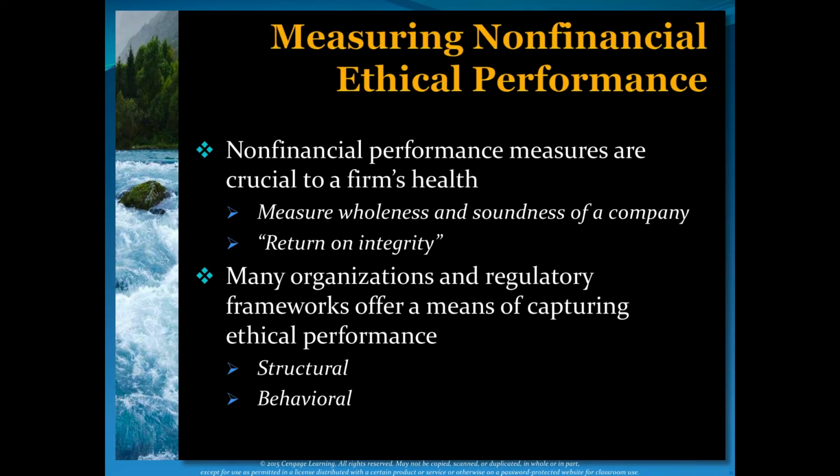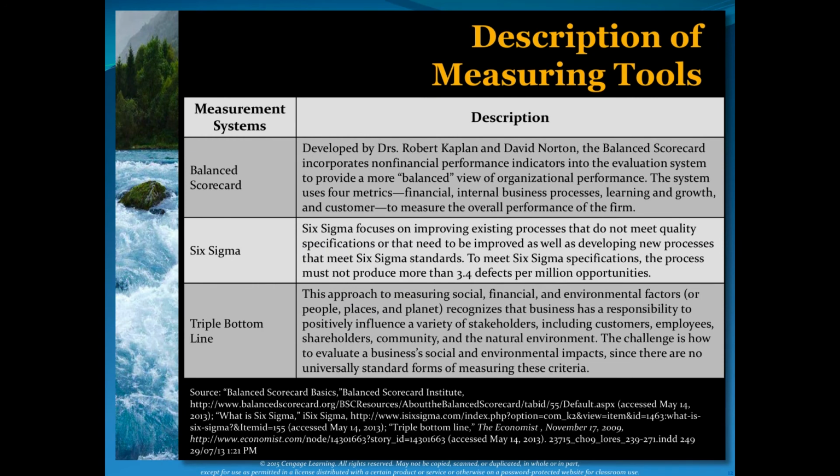Many organizations and regulatory frameworks offer a means of capturing ethical performance. This includes both structural and behavioral. The SOX Act has focused on questionable accounting and metrics that destroy shareholder value. On the other hand, we also have other models that exist. We have Six Sigma, the balanced scorecard, and the triple bottom line. And these are all used to capture structural and behavioral organizational ethical performance.